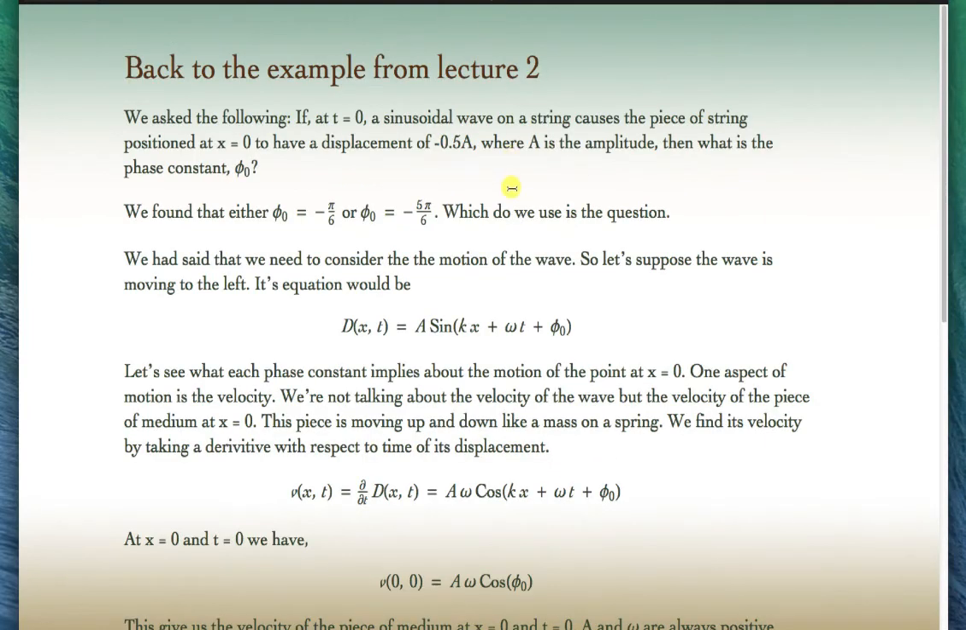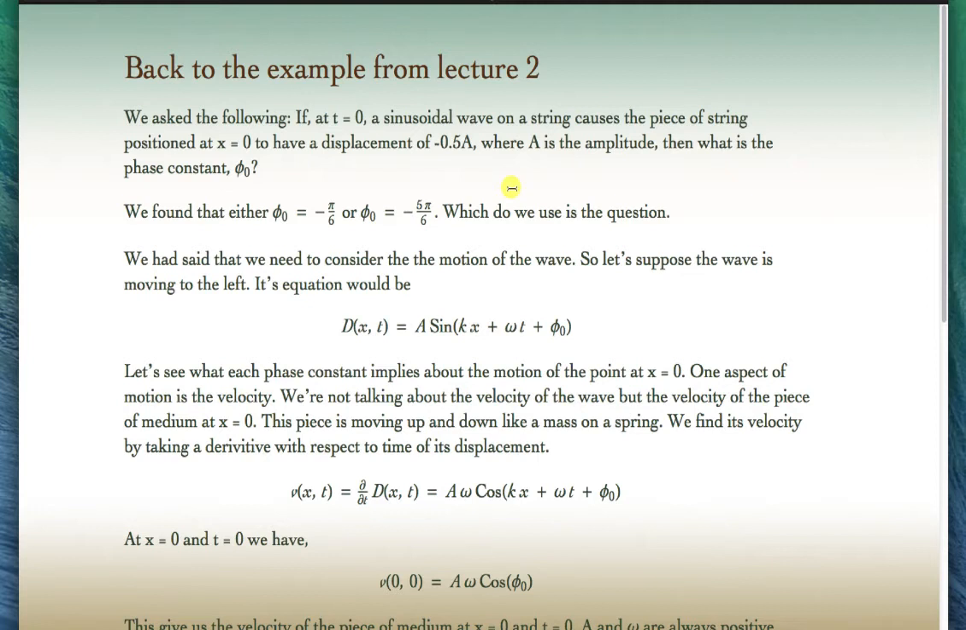So finally, back to this example that we started last time. What we had before was, we said at t equals 0 we have a sinusoidal wave on a string that causes the piece of string positioned at the origin at x equals 0 to have a displacement of minus 0.5 times the amplitude. So that piece of string is halfway down below the equilibrium position, halfway to the maximum displacement below the equilibrium.